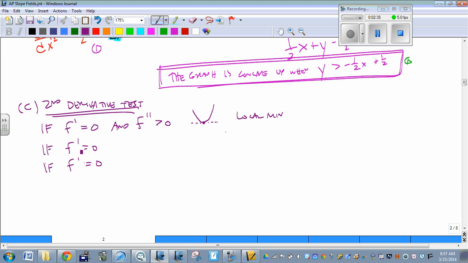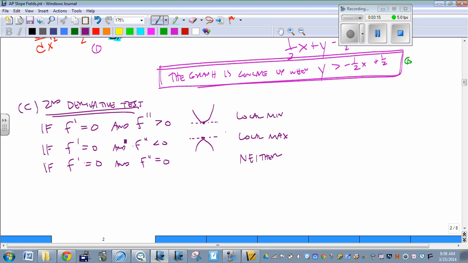If the first derivative is 0 and the second derivative is less than 0, first derivative is 0, horizontal tangent line, second derivative is less than 0, that means it's going to be concave down. So we have a local max. Well, if first derivative is 0 and second derivative is also 0, it's going to be neither of these. Most likely that's going to be an inflection point and not a local min or a local max.